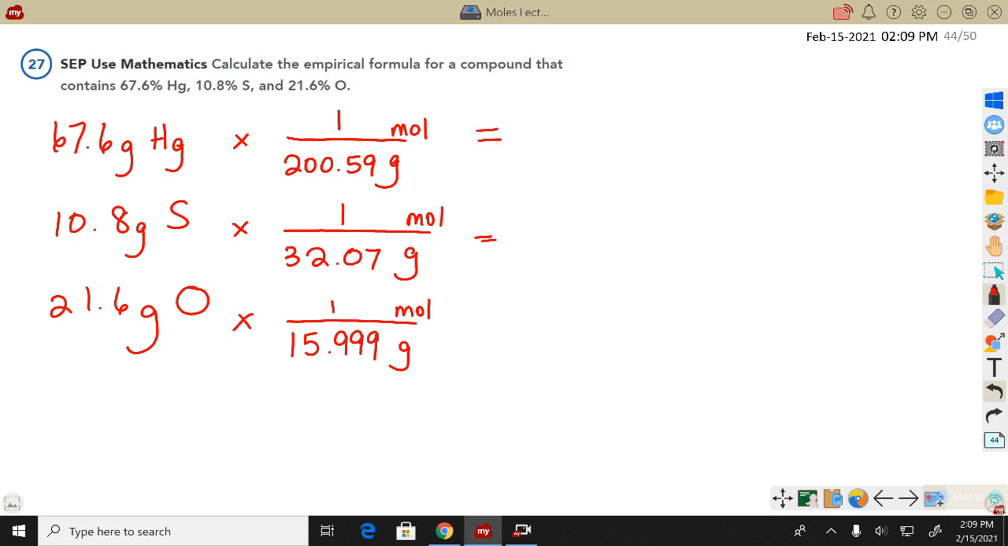Same thing when I plug these in my calculator. I'm gonna maybe leave 3 digits. The original measurements, the original percentages were given with 3 digits. So maybe I'll leave about 3 digits. 67.6 divided by 200.59. So I've got about 0.337 moles of mercury.